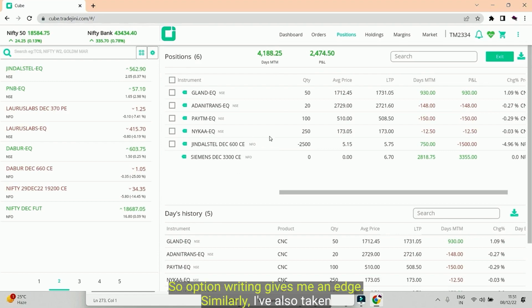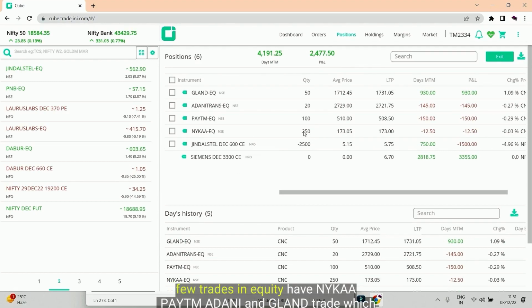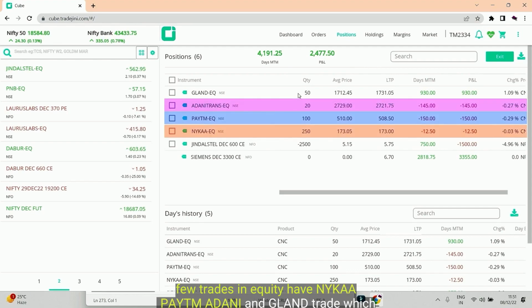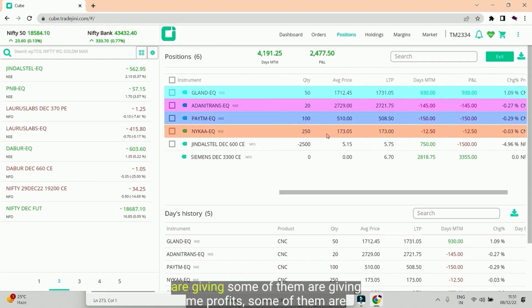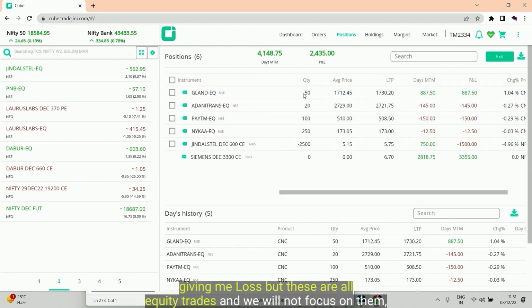Now similarly, I've also taken a few trades in equity. I have Nykaa, Paytm, Adani and Gland trades, some of them are giving me profit, some of them are giving me loss. But these are all equity trades and we will not focus on them. We'll focus on how to take a trade in options.